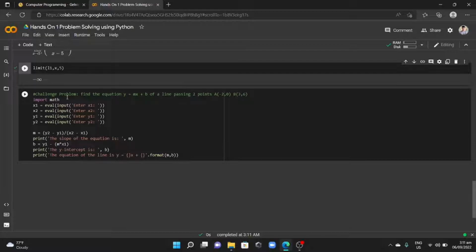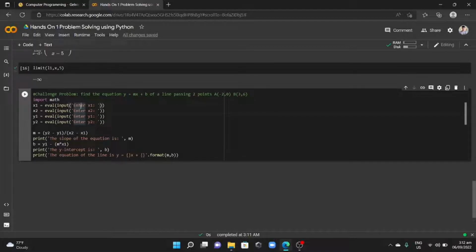So for our challenge problem, we are going to find the equation of y is equals to mx plus b of a line passing 2 points A of negative 2 and 0 and B 3 and 6. And we are going to import math. We have x1 is equals to eval, which is to evaluate input, and we are going to enter the x1. The same as with the x2 is equals to eval input, and we are going to enter the x2. Do not forget the codes when we are writing a variable.